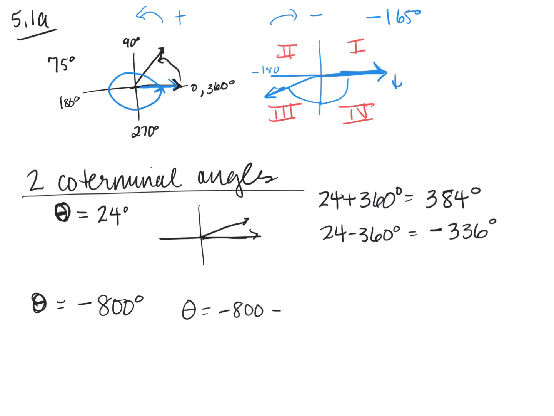I'd take negative 800 and I would add 360. That's not going to get me to a positive number, is it? No. So I would keep adding another 360. It's just going to keep adding another revolution until you get to a positive. Does that make sense?